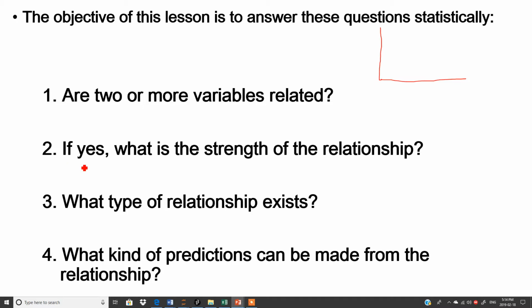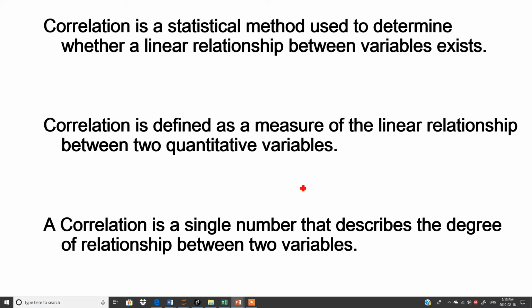Second is, if you say yes, they are related, what is the strength of the relationship? Third question is, what type of relationship exists? And fourth is, what kind of predictions or conclusions can be made from the relationship? So these are the 4 important points which we have to discuss in order to understand the correlation. Move on to the second slide.